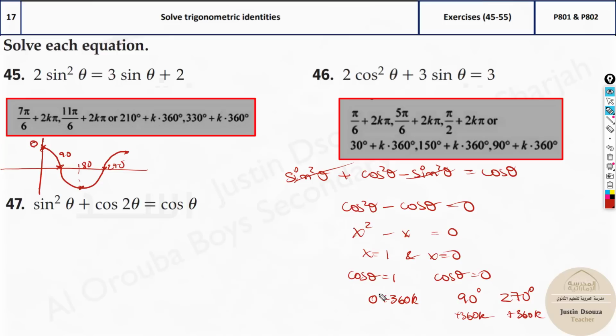Now these are the three solutions. It's 0 degrees, 90 degrees, 270 degrees. Now we need to quickly do a check as well. So what I'll do to check this is get the cos theta inside. It'll be easier. It'll be sine square theta plus cos 2 theta minus cos theta equals 0. So type this particular equation in the calculator.